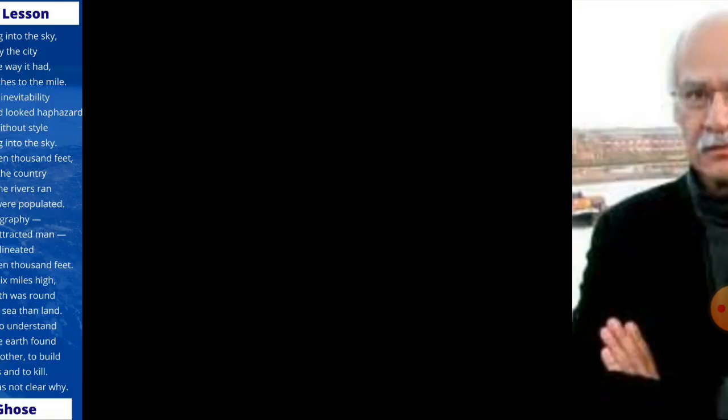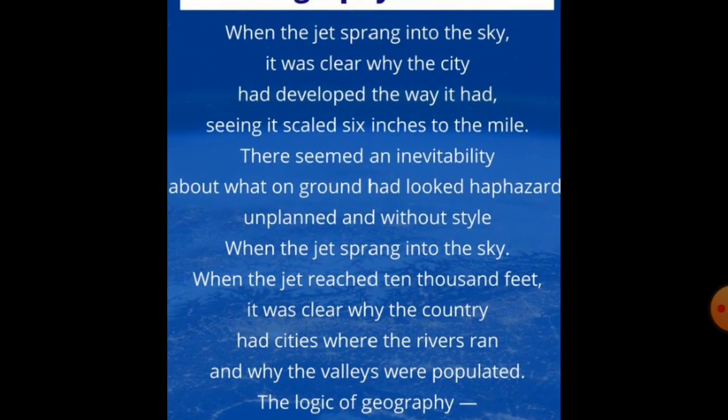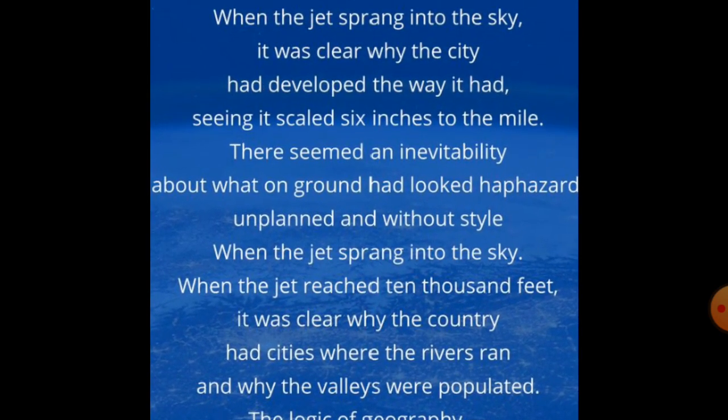We will understand the poem in three different parts. Let's first understand part 1. When the jet sprang into the sky, it was clear why the city had developed the way it had. Seeing it scaled 6 inches to the mile, there seemed an inevitability about what on ground had looked haphazard, unplanned and without style when the jet sprang into the sky.